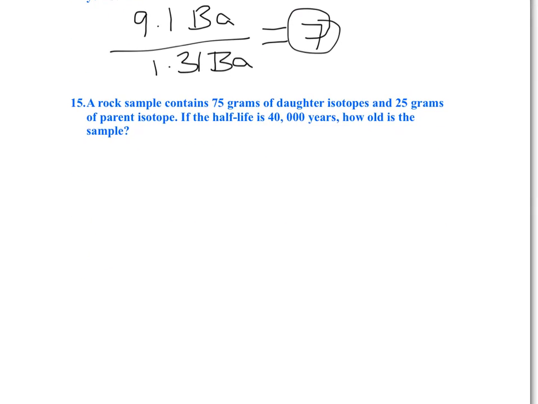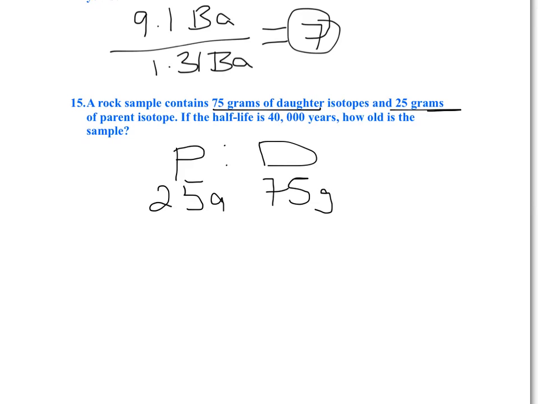Moving on to, I think, the very last question on this particular worksheet. It says a rock sample contains 75 grams. As soon as we see grams, we're immediately going to set up our parent-to-daughter ratio. This is a little bit of a different one, though, because you have to be careful how you read it. A common mistake would be to put 75 grams under the parent, but that's not what it says. It says 25 grams of parent to 75 grams of daughter.